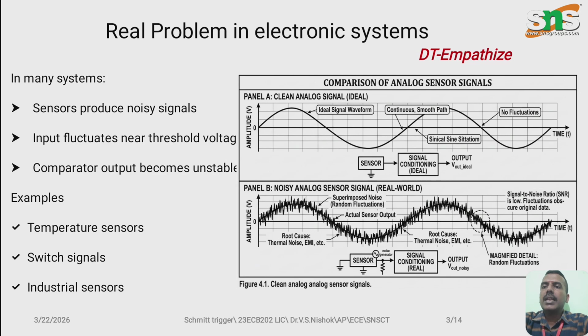So what is the real problem in electronic systems? In many electronic systems, we use sensors like temperature sensor, industrial sensor, etc., which produce noisy signals, and the input fluctuates near the threshold voltage and the comparator output becomes unstable. So these are the major issues in those electronic systems.